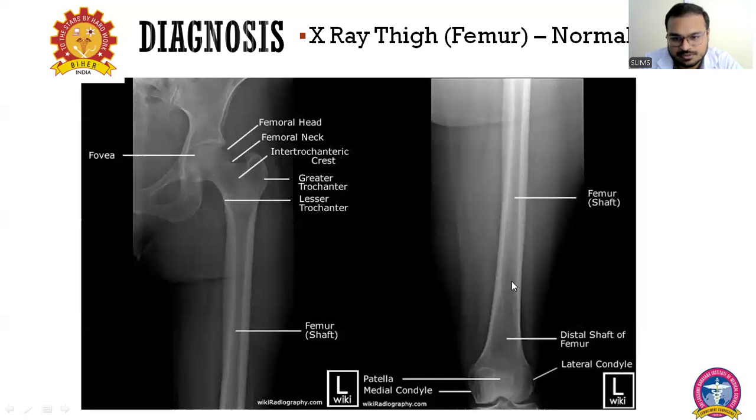So it continues in the AP view to the distal aspect, and this is the distal shaft of the femur, and this is the patella in the proper AP view, and this is the medial condyle and this one is the lateral condyle.